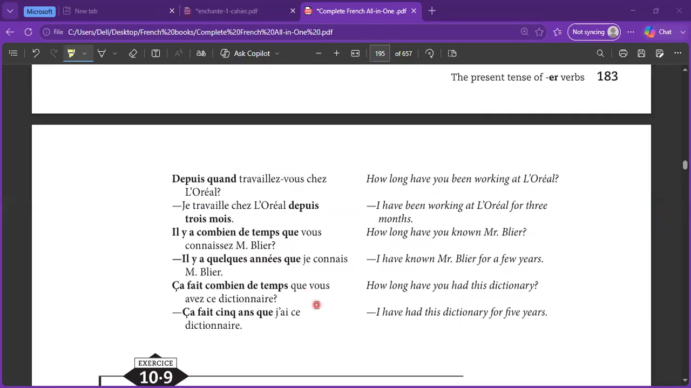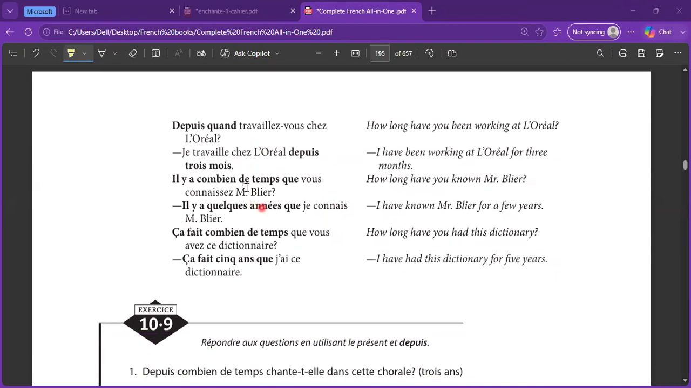There are some more examples, so we will see all of them, how to make the question. And if you want to say how long you have been working at L'Oréal, now this is how long. We want to understand the duration. So for that, you can simply use depuis quand. Depuis quand travaillez-vous chez L'Oréal? You can simply say chez L'Oréal. I have been working at L'Oréal for 3 months. Je travaille chez L'Oréal depuis, that means since 3 months. And this is an action which is going on. So, 3 mois, depuis.